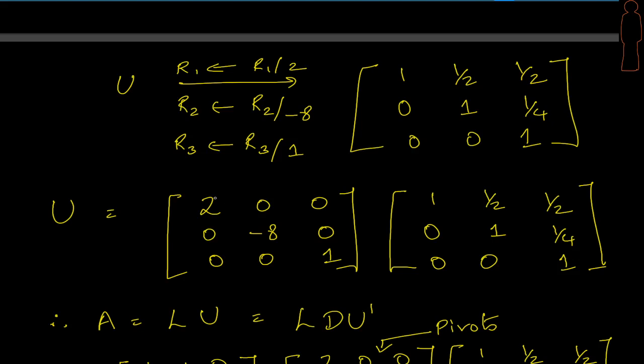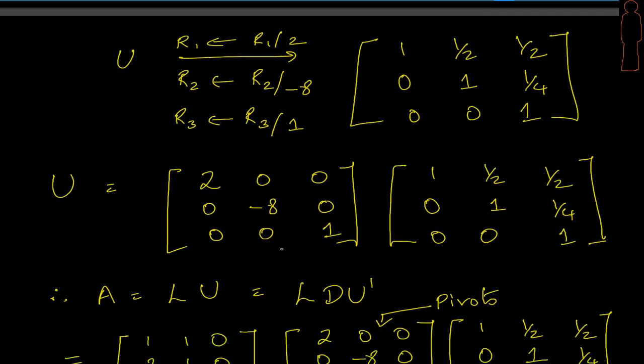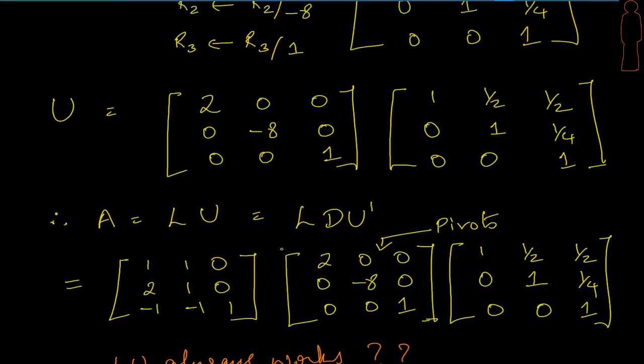One interesting point is that you see it's got 2, minus 8 and 1, and 2, minus 8, 1 are the pivots, and here is the entire matrix. So we have L, we have D and U. L has got ones on the diagonals, U has got ones on the diagonals, and the rest of the things are true. I guess there is a mistake here in the L when I copied it. I'm sorry for that. So let me just remove this.